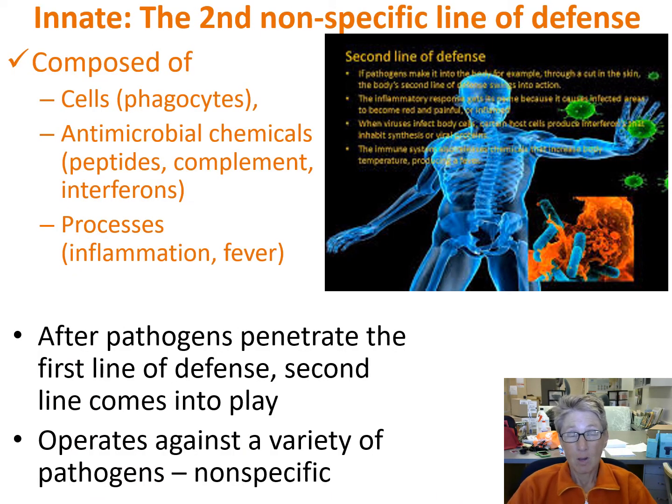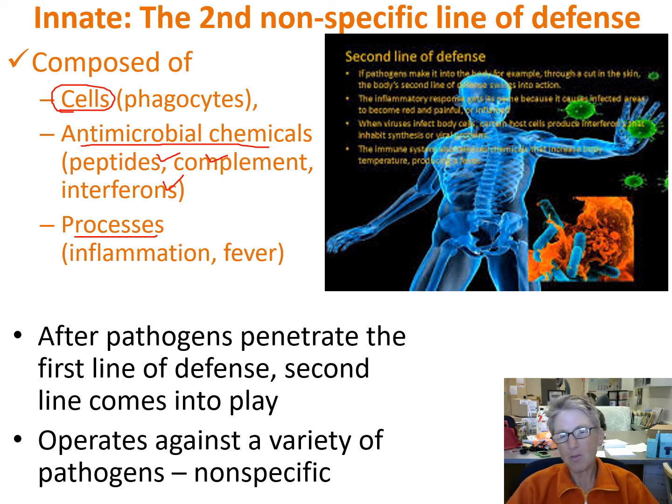Okay, so we are in the second line of defense in the innate or non-specific immune system. The second line of defense is composed of cells, mostly phagocytes like macrophages and neutrophils. The second line is also composed of antimicrobial chemicals like peptides, complement proteins, interferons. And the second line of defense also includes major processes like inflammation and fever.